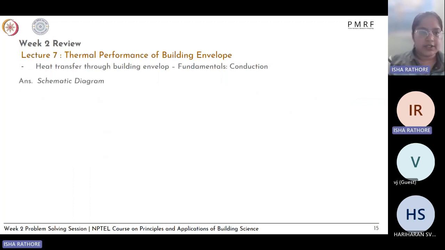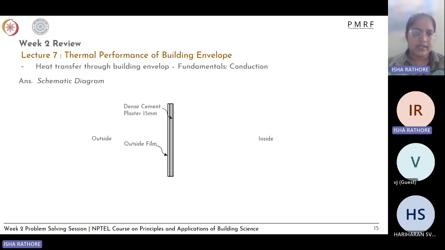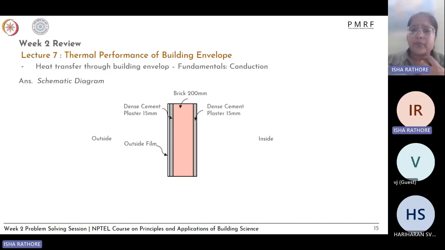Okay, so we will try to look up at. So first we drew a schematic diagram for the wall assembly. So we determined outside and inside. Then we consider the outside film layer. Then we have our dense cement plaster, which is 15 mm. Then we have the brick wall, which is 200 mm, followed by another layer of dense cement plaster and the inside film layer. So this is our schematic diagram.